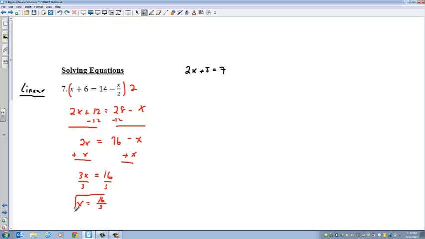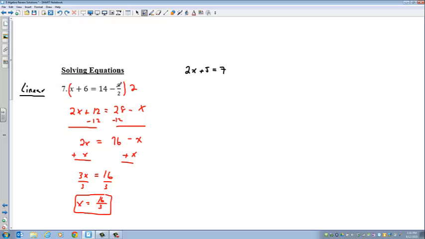Now what's nice about solving equations is you can always check your work by plugging back in. So you're not supposed to use a calculator to solve it, but you could use your calculator to check it. So the idea would be take 16 over 3 and plug it in for x here and add 6, and you'll get out a number. And then take 14 minus and put 16 over 3 in here and divide by 2, and you'll get out another number. Those two numbers should be the same if you solved it correctly.